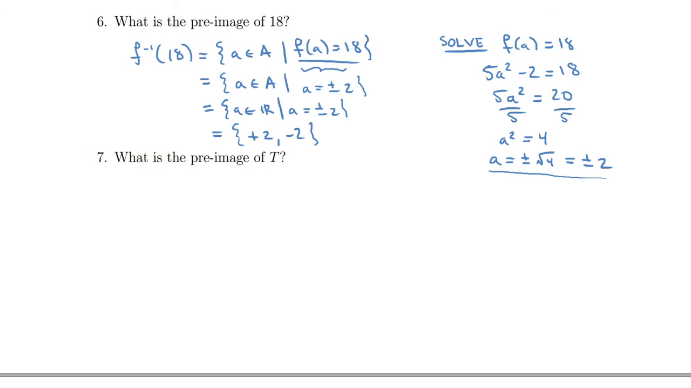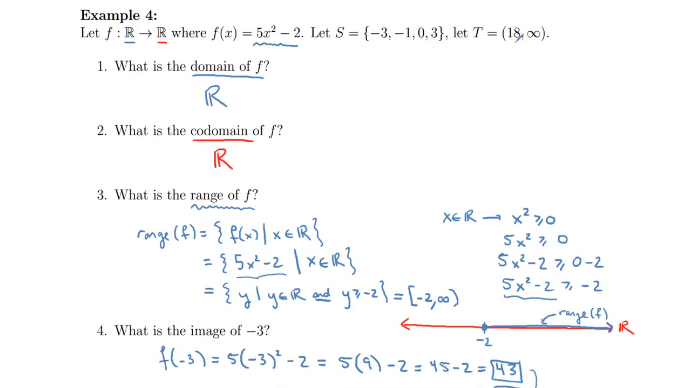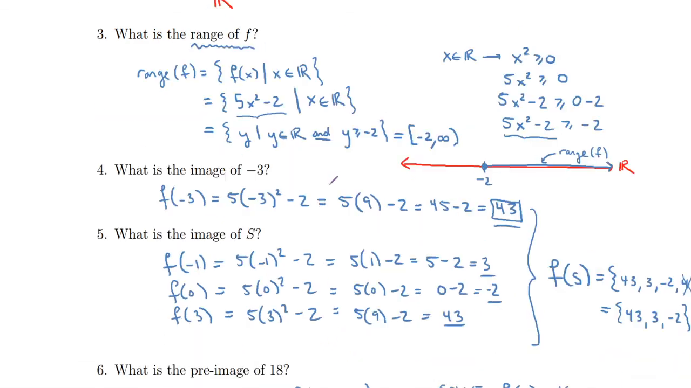Now, as a definition, you could write this as follows. You could say the pre-image of T will be elements of A, pretty similar to this, but instead of saying f of a is equal to 18, you would say f of a is an element of the set T. And what does it mean to be in T? Well, T is this interval from 18 to infinity. So in other words, you're looking for things that are strictly greater than 18.